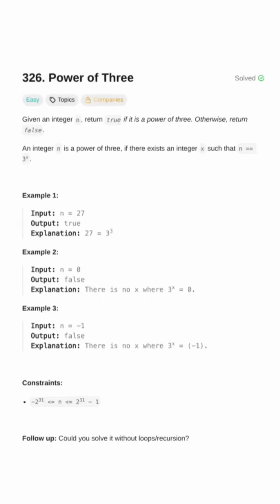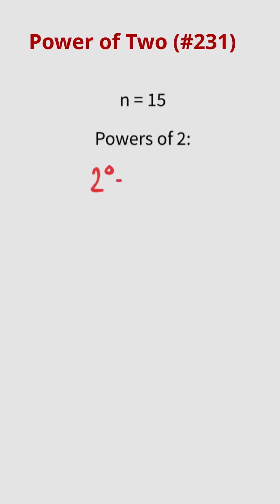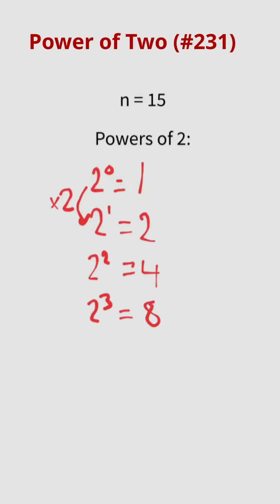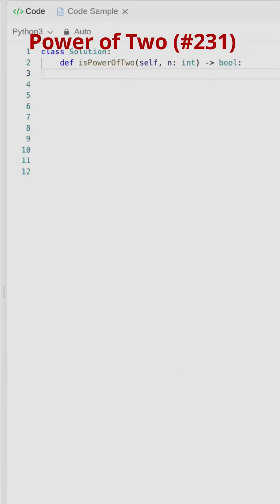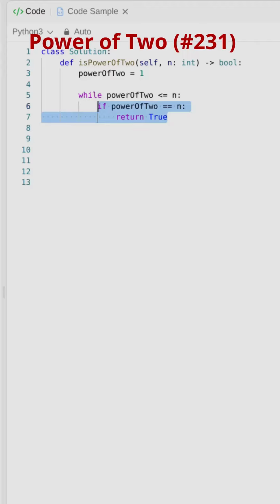Power of 3 is a very similar problem to power of 2, except, as you can probably guess, instead of returning true if n is a power of 2, we're going to return true if n is a power of 3. So you could create a solution similar to the first one I did in the power of 2 video where you use loops or recursion, and that would also work for power of 3.